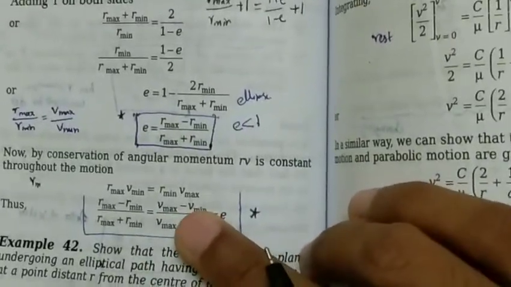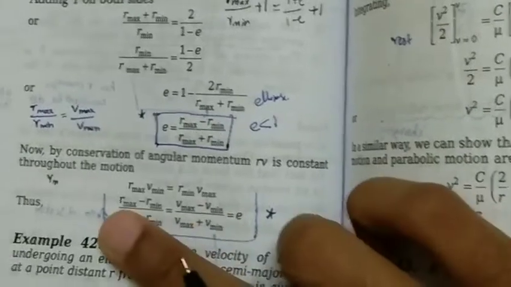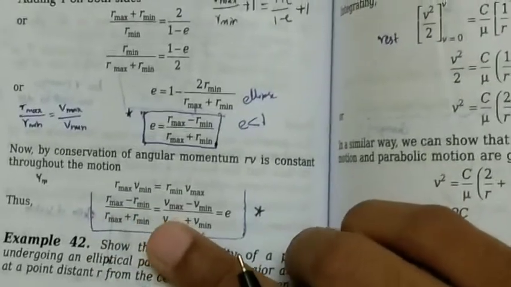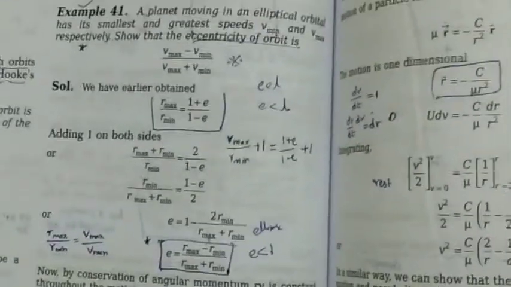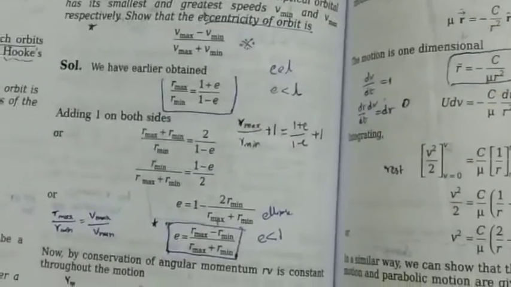Hence, E is directly proportional to the difference between V max and V min, and between R max and R min. So this is one of the formulas for the eccentricity of orbits. That is the thing we wanted to prove in this problem. So that is the problem on eccentricity. Thank you.